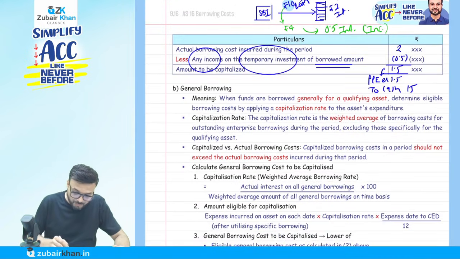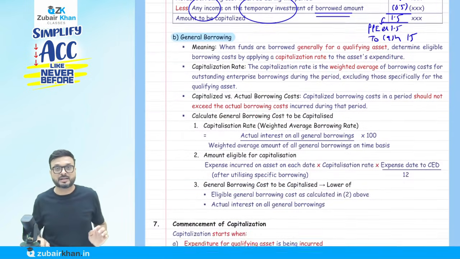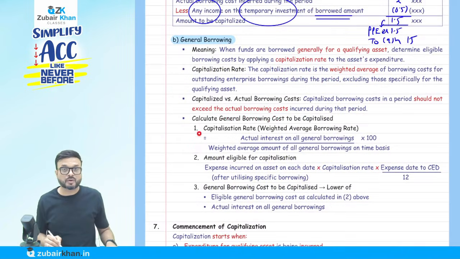Now, the second type of borrowing is general borrowing that you know. What is this general borrowing? Please understand the concept and all the steps I have mentioned here, so it will be easy for you to follow these steps and you will get the answer.